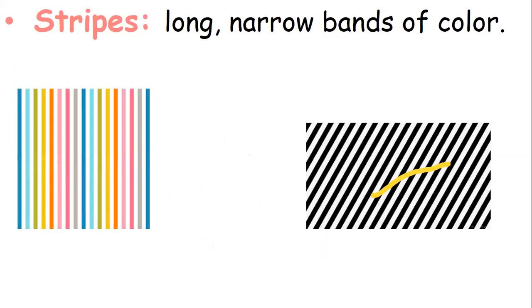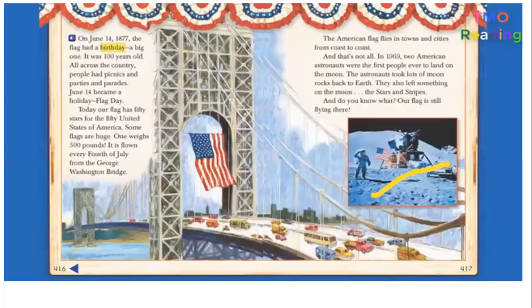Stripes. Stripes are long, narrow bands of color, okay? Long, narrow bands of color. Can you see the pictures down? These are the stripes, okay? Now, listen to the last 2 pages in the story.